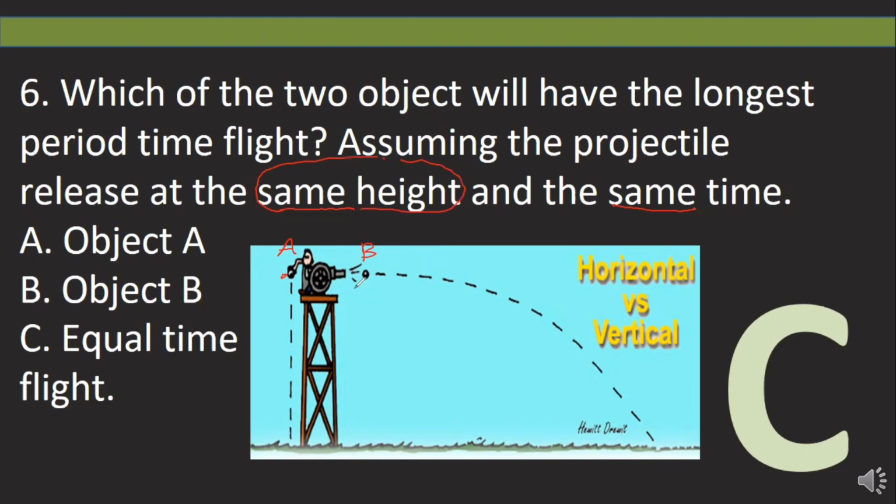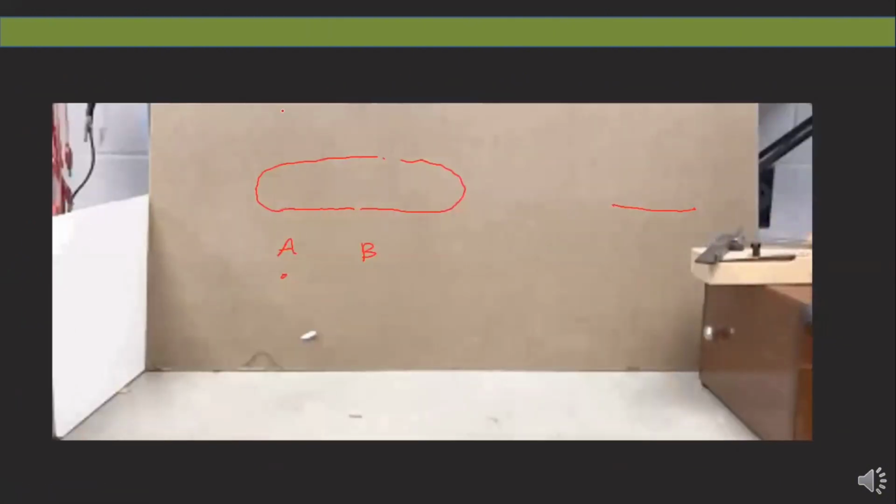Again, equal flight time. So to show you evidence, let me show you this video for you to check. As you can see here, both objects are being released at the same height. However, one has a horizontal displacement and the other is undergoing free fall. But again, what happened here is they fall at the same time. So there is no longer flight time here.